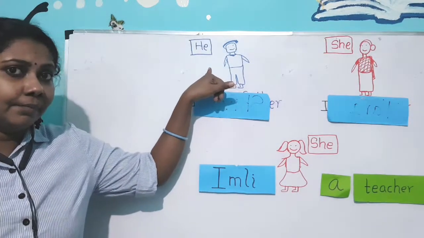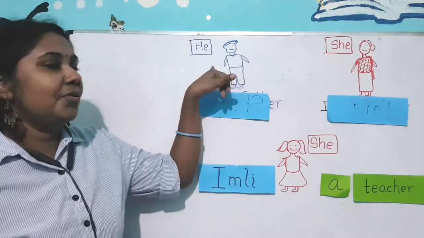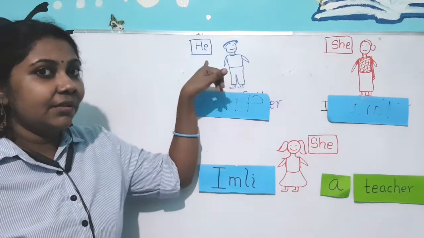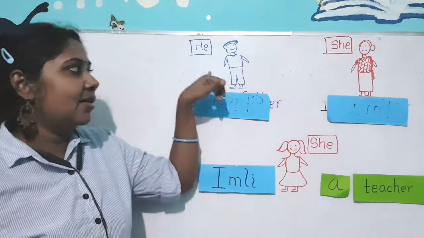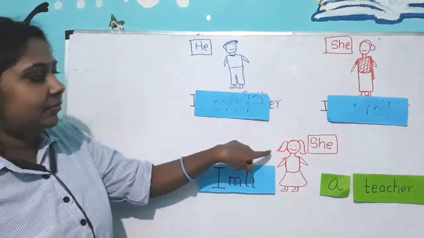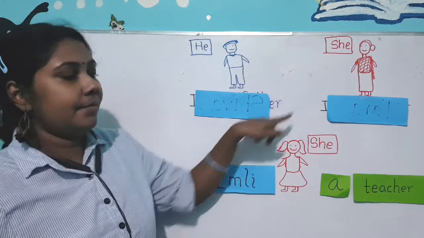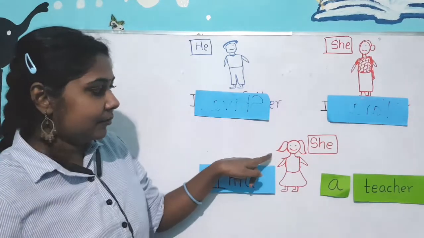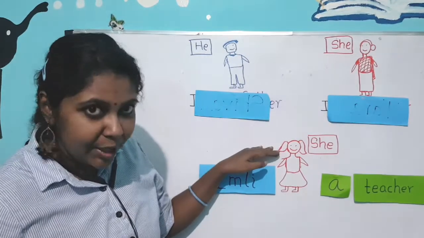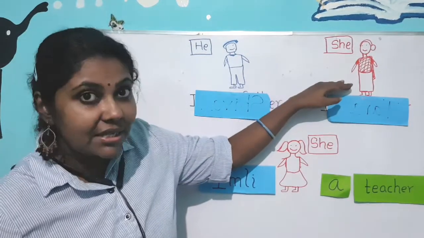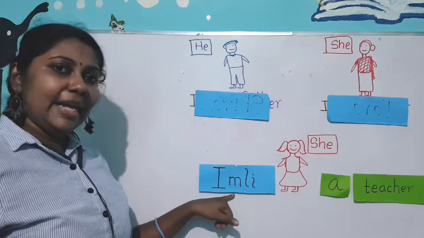Who's he? Emily's father. Who's he? Emily's father. Father. Mother. Who is she? Emily's mother.